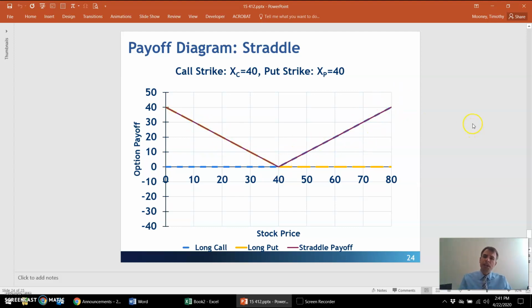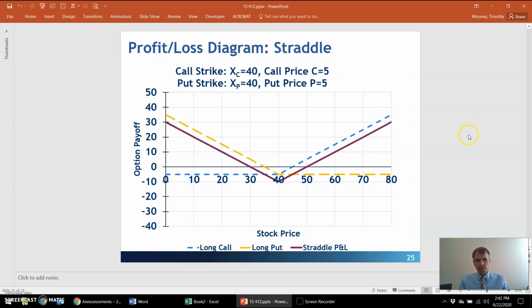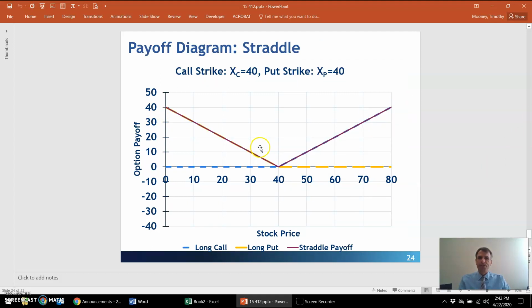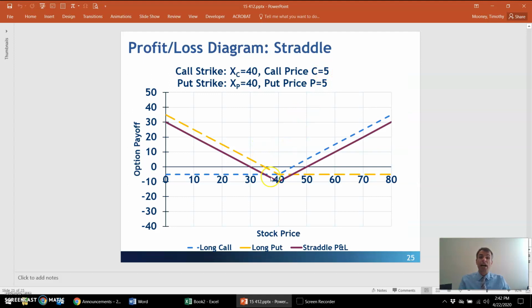Now, we have to pay money to buy each of these put and call options. So if we assume that each of the put and the call costs $5, just for illustrative purposes, our profit and loss from this straddle strategy is just the payoff shifted down by $10. Do you see that? Because you're paying $5 for the put, $5 for the call. And then here's the profit and loss strategy.